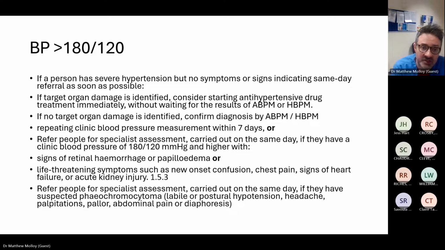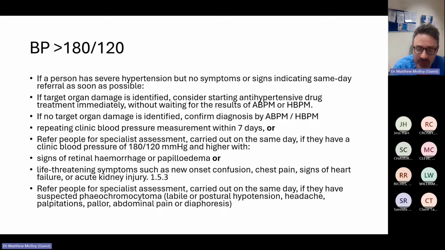The patients that we tend to worry about are the patients with what we call malignant hypertension, and they're usually not well people. It would be unusual for them to be sitting down, chatting. They would likely have life-threatening symptoms such as confusion, chest pain, signs of heart failure, or acute kidney injury.